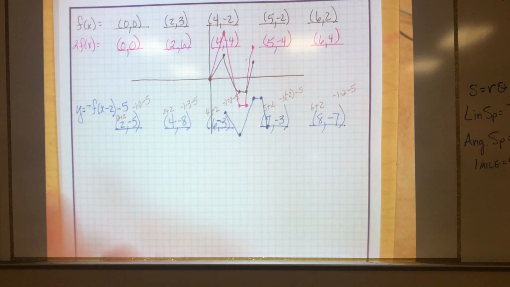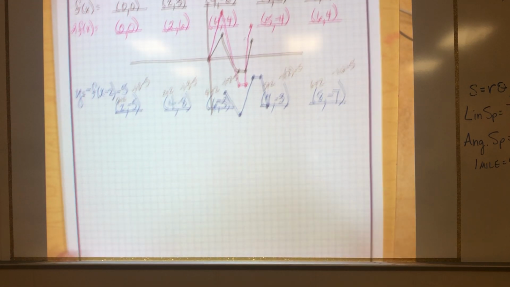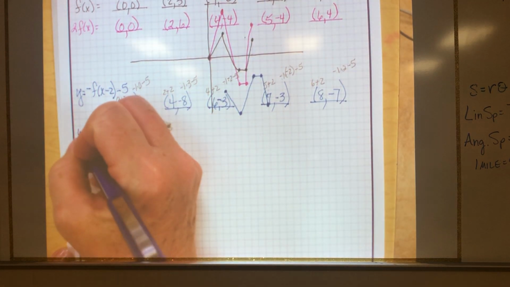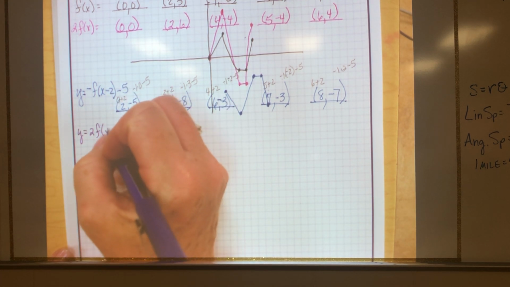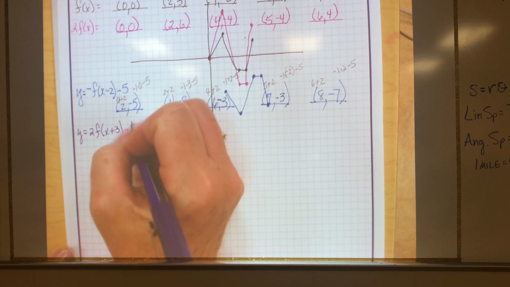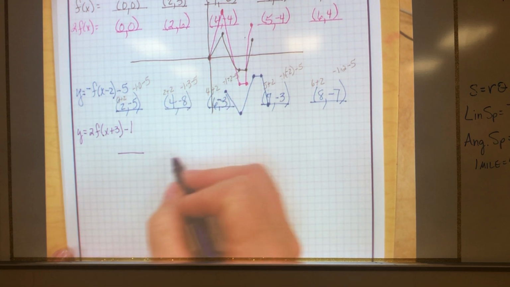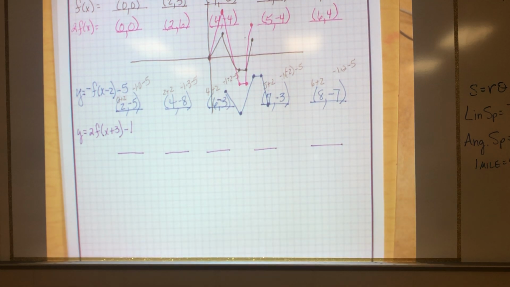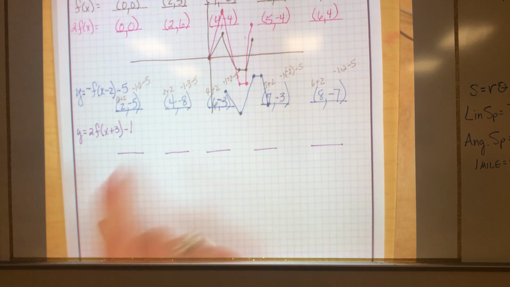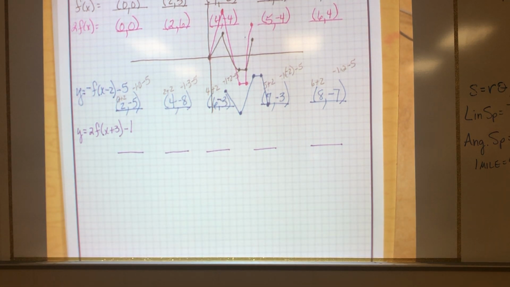Okay? All right, so here's your next one. I'm going to let you do this one all by yourself. All right? y is equal to 2 times f of x plus 3 minus 1. You do them, fill them in, not out loud.